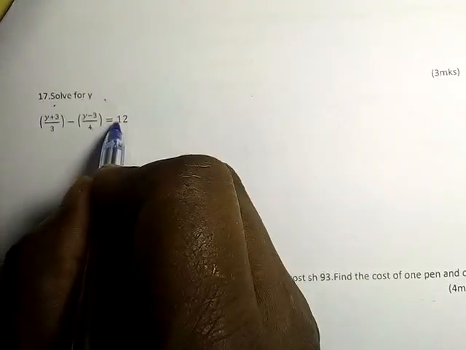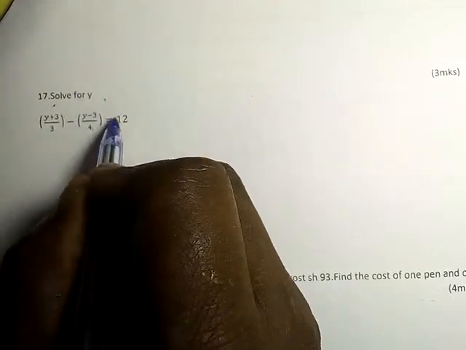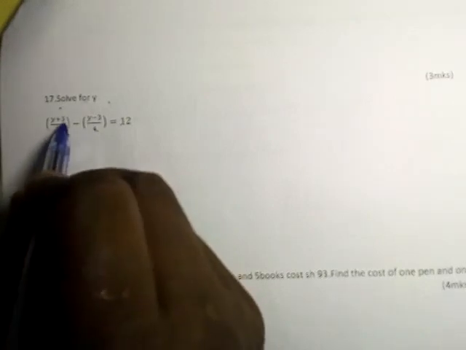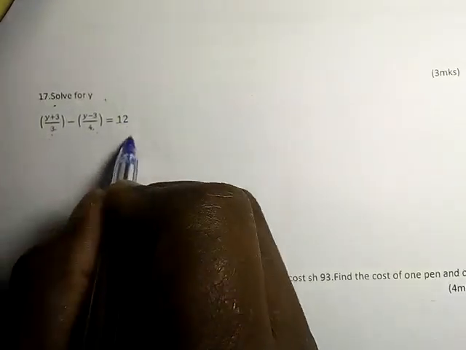Solve for y. We want to get the value of y. Since we have the equal sign, it means it's an equation. If it is an equation, we get the LCM and then we multiply every term by the LCM. This one is a term, and this is another term, and this is another term. So we have 3 terms here, and the LCM here is 12.